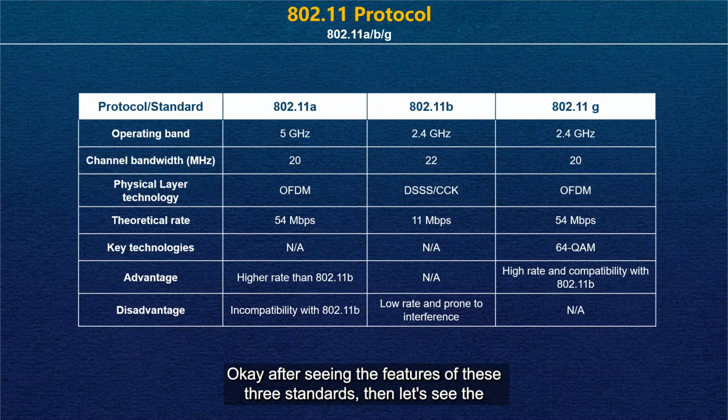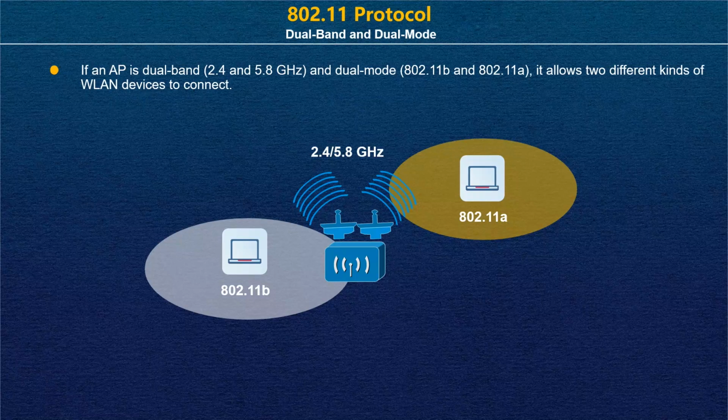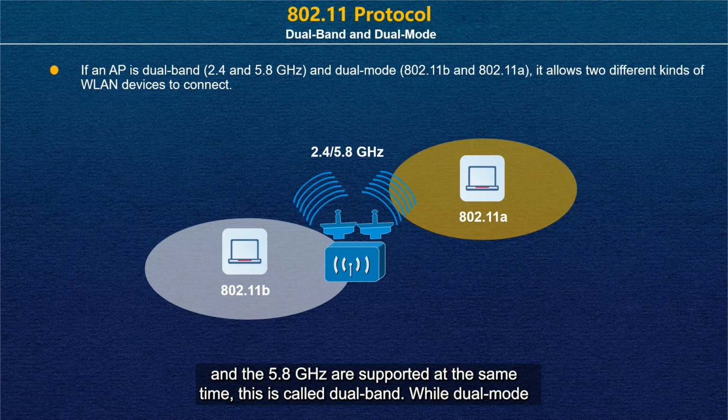Okay, after seeing the features of these three standards, let's see dual band and dual mode. Dual band means one AP can support two different bands. 2.4 GHz and 5.8 GHz are supported at the same time. This is called dual band.